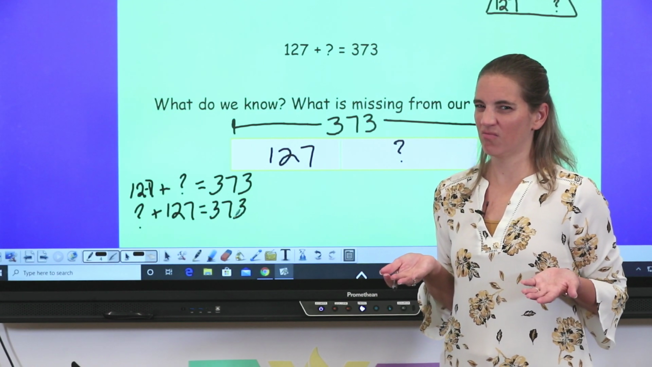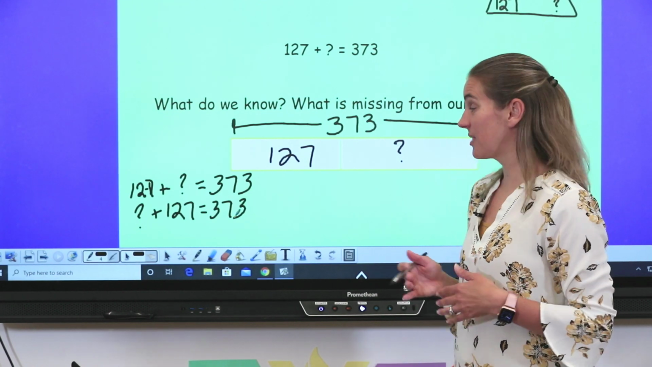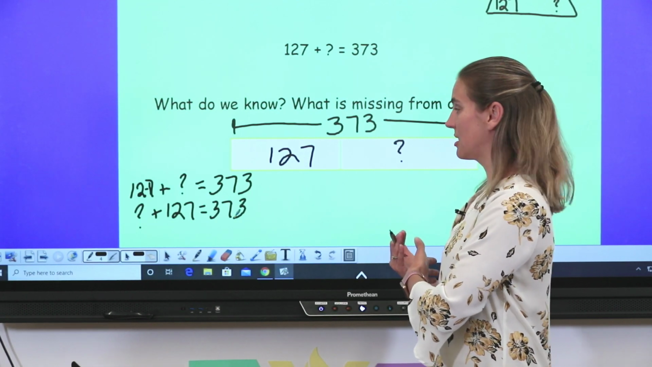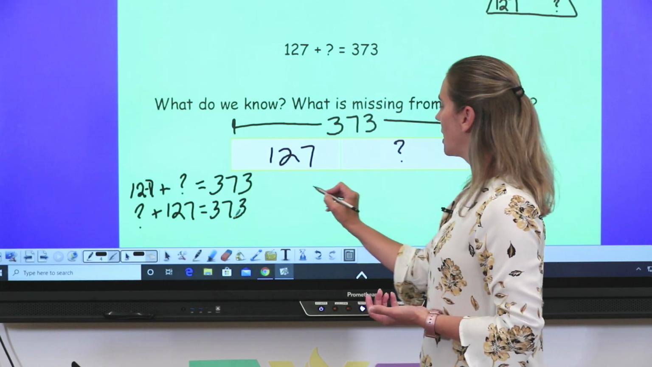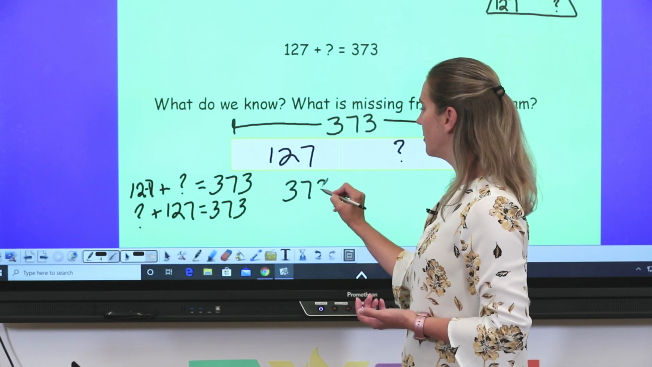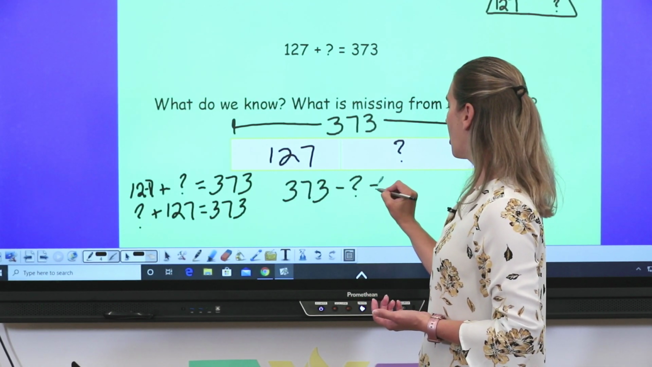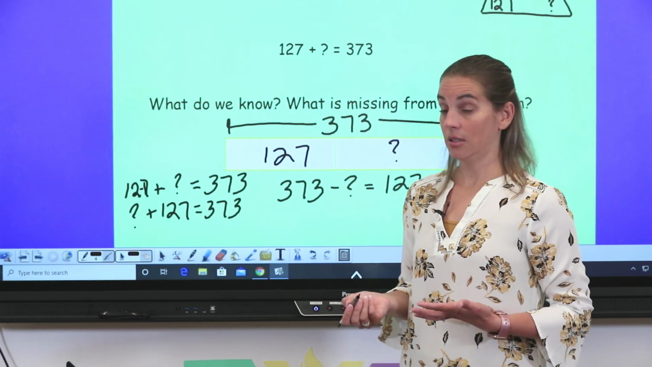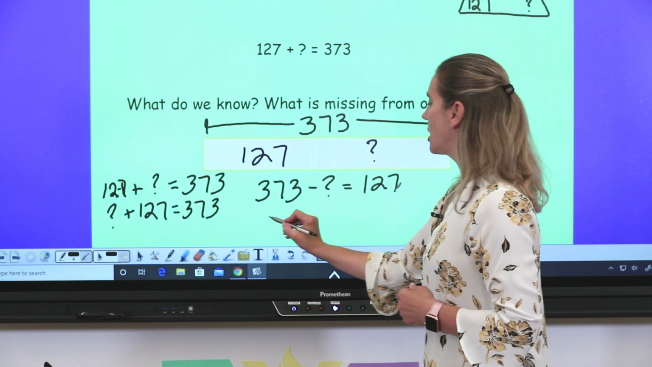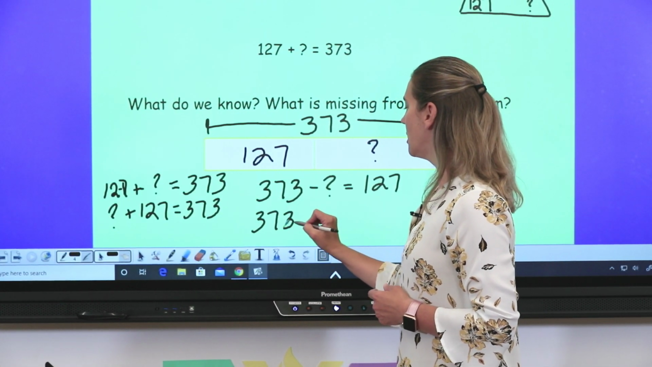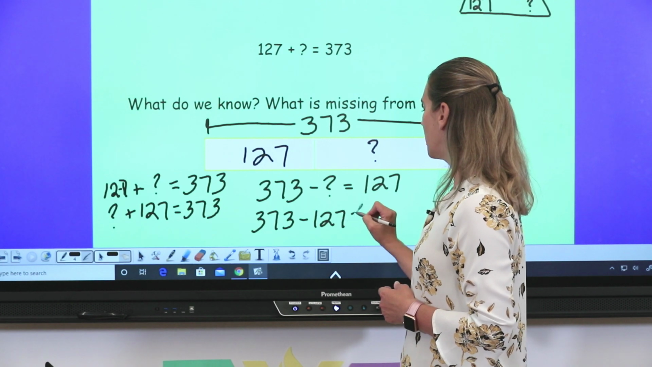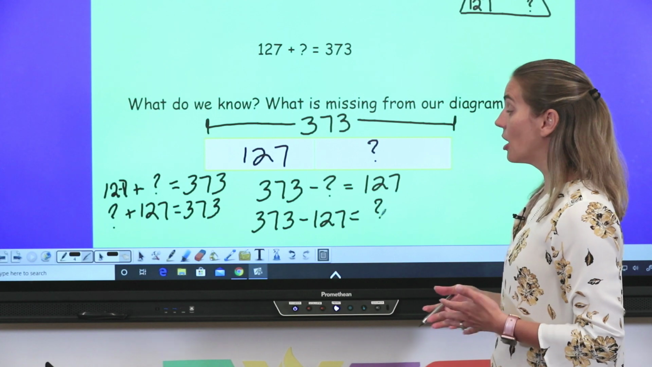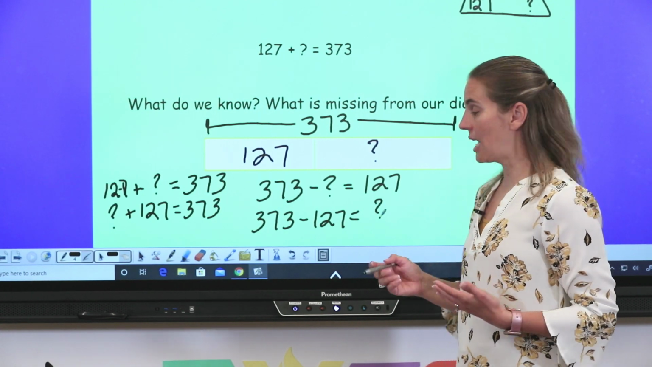Does that help me? Not really. I need that 373, or that question mark, to be all the way on that right-hand side. So let's find a subtraction problem. I can do 373 minus my question mark, and I'll get 127. Does that help? Not yet, but can I do 373 minus 127 and get my question mark? Yeah, I can.